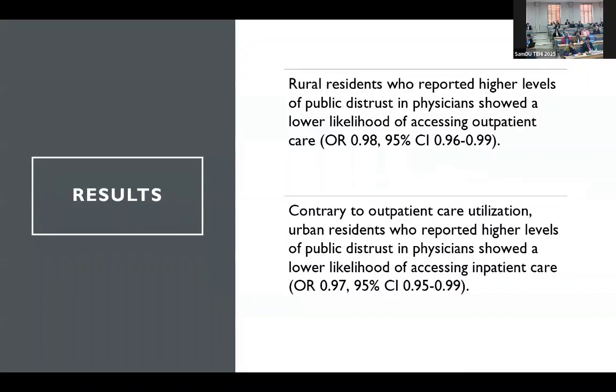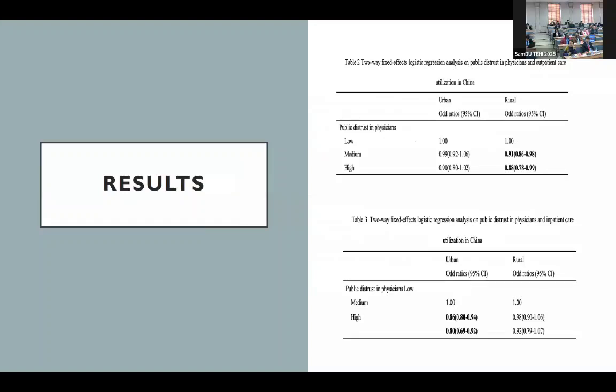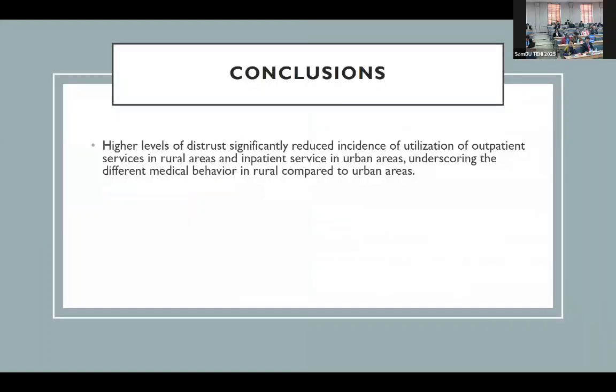Next, the key points of what we found. Rural residents who report a higher level of public distrust in physicians show a lower likelihood of accessing outpatient care. The other very interesting finding is that urban residents who report a higher level of public distrust in physicians show a lower likelihood of accessing inpatient care. It's a very interesting result.